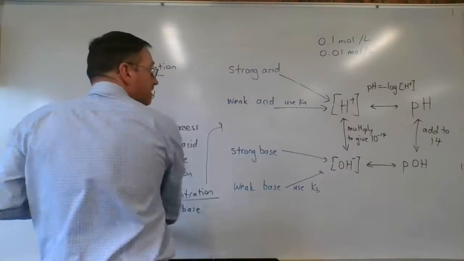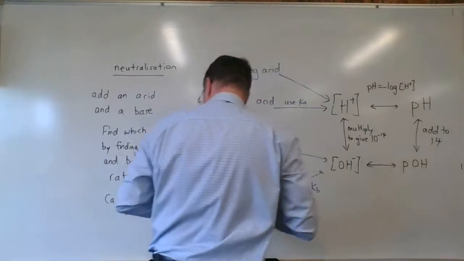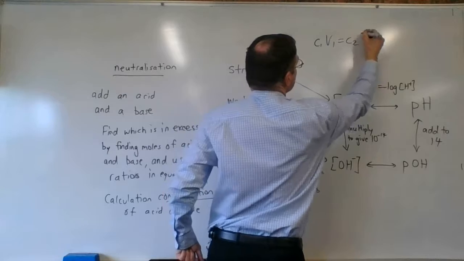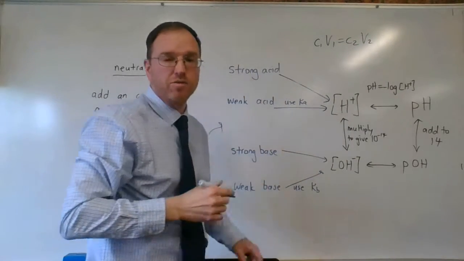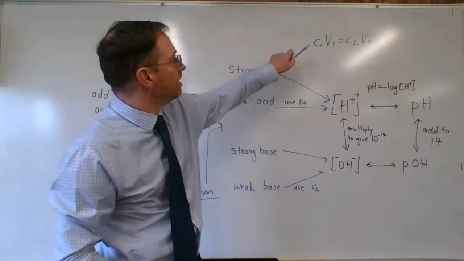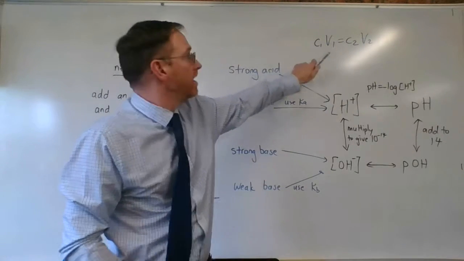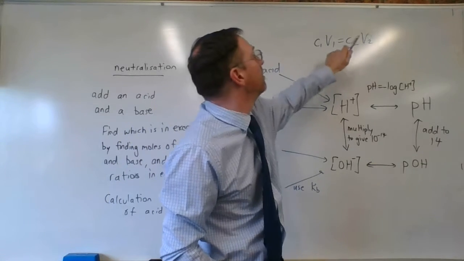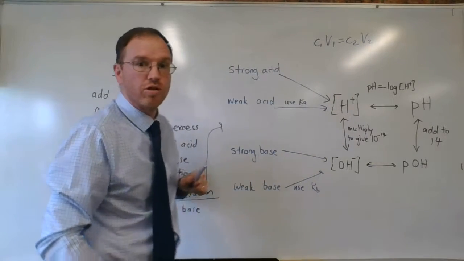So in reality, what are you going to be doing? What's our dilution formula? C1V1 equals C2V2. That's the standard formula we use for dilutions, not just in this module, anywhere in chemistry. If you know an initial concentration and an initial volume, and then you dilute it to a new volume, you can use this formula to find the new concentration.